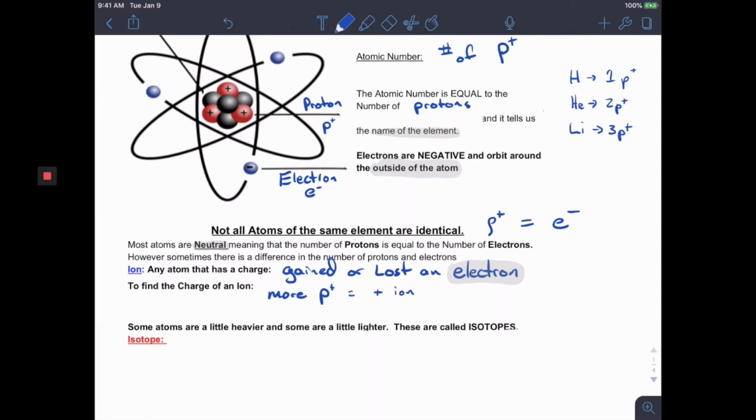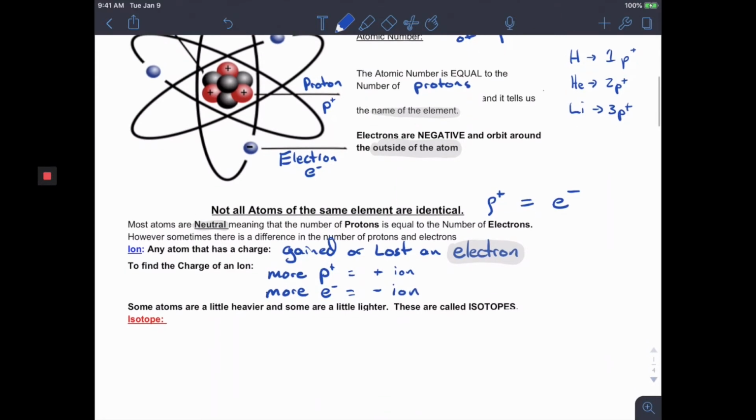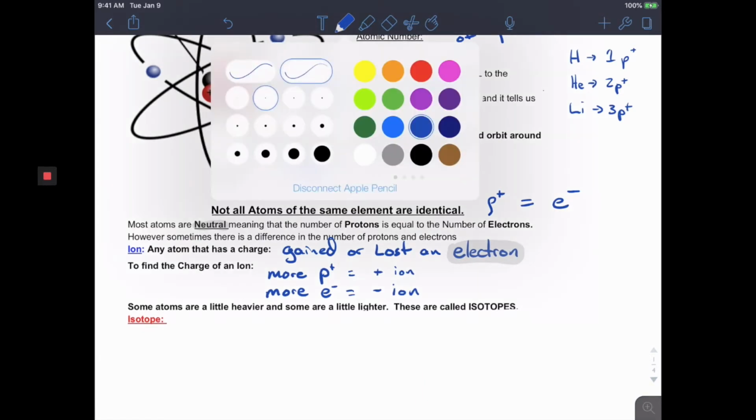Positive ions are called cations, by the way. If you end up looking at the number of protons and electrons and you find out that you have more electrons, well then what you're going to have is a negative ion, and those are called anions. All right. The last one here is this idea called an isotope. Some atoms are a little bit heavier and a little bit lighter, and we call them isotopes.